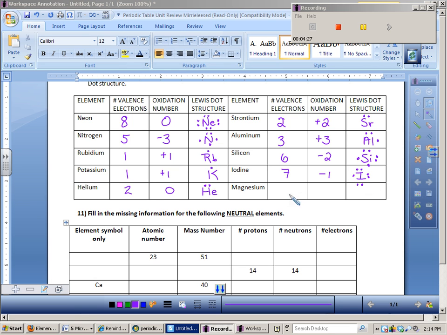Magnesium's last. We find magnesium in column 2. That means he has 2 valence electrons. He's going to give them both away. Subtract -2 gives him +2. That's magnesium with a pair of electrons on the top.